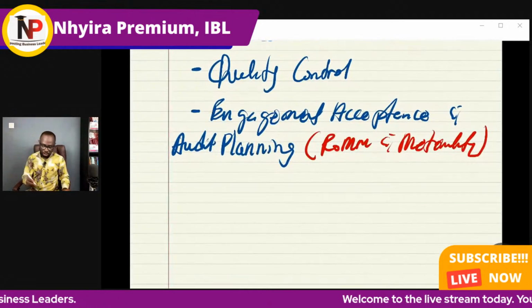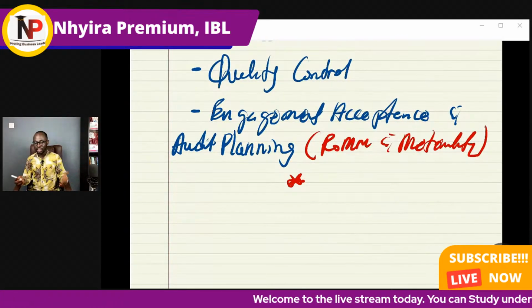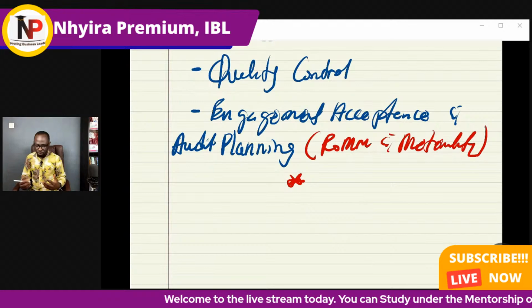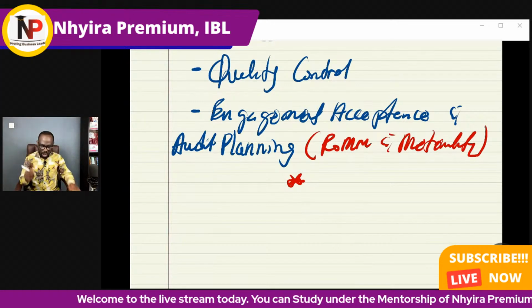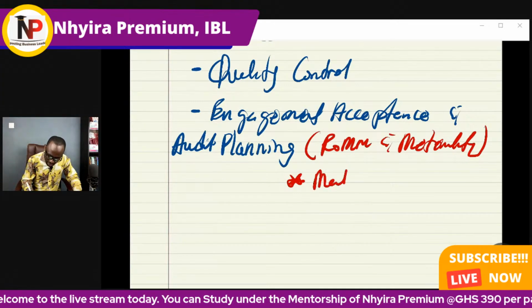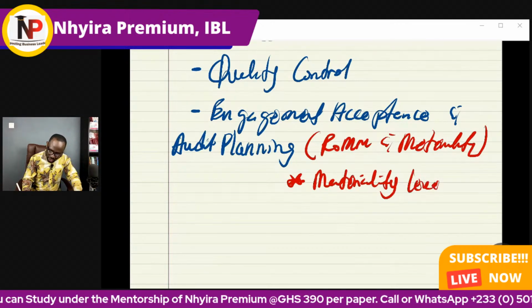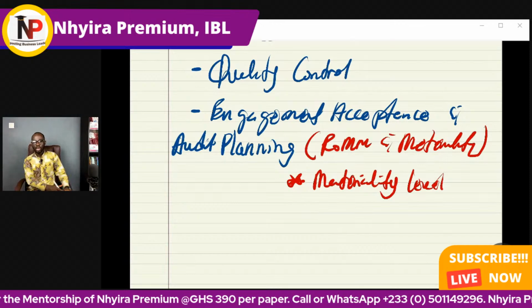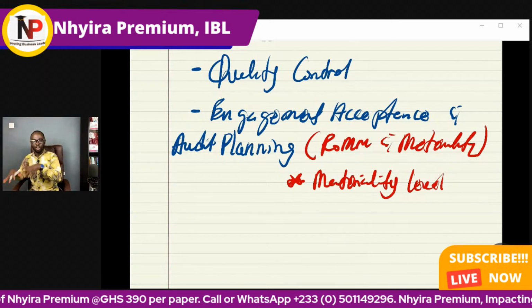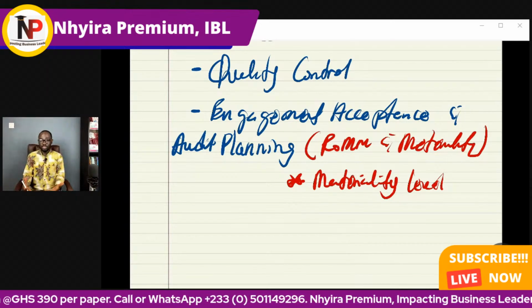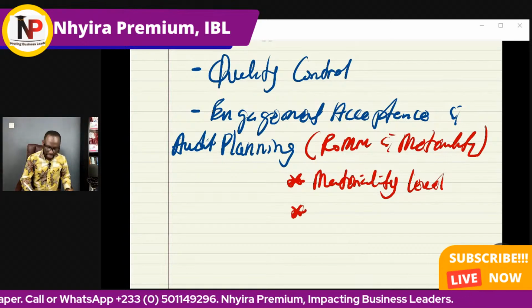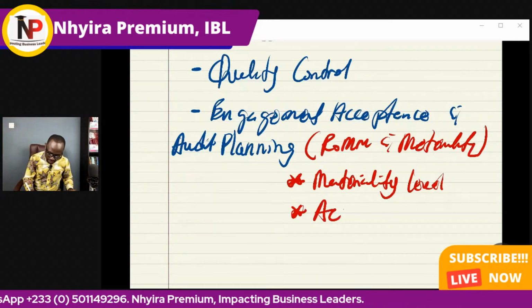And this is where you're going to be looking at three things. Anytime you are looking at an audit procedure question, number one, you ask yourself, what is the materiality level? Is it material to the statement of financial position, or is it material to the statement of profit or loss and other comprehensive income? You must look at the materiality level. Then number two, you have to know the accounting issue.